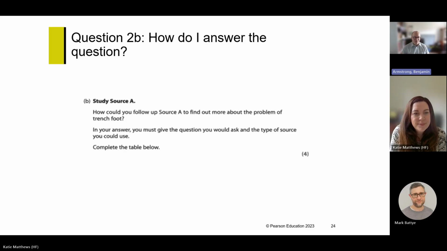Yeah, this is a good question. So it says study source A, so we know which source we're talking about. How could you follow up on source A to find out more about the problem of trench foot? And when we look at the example in a moment, remember that's the key to this question. How could we find out more about the problem of trench foot? So let's see the first answer.